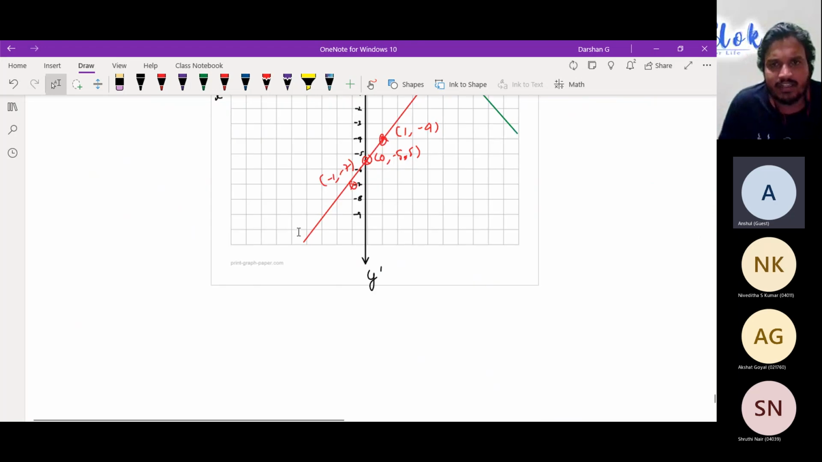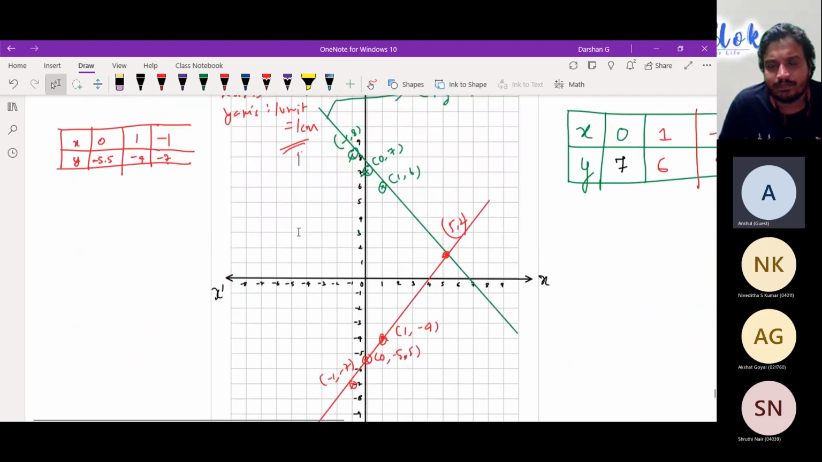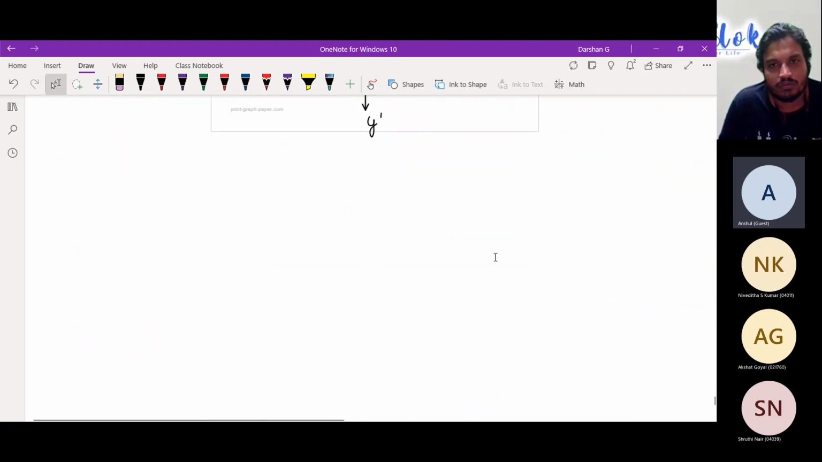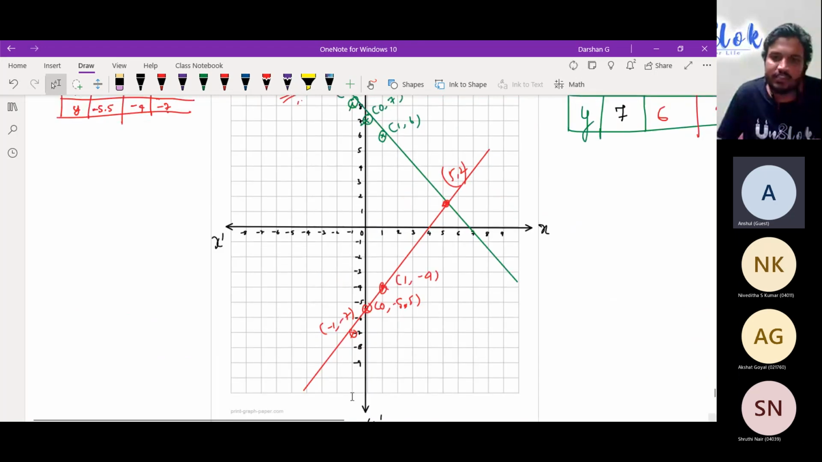Okay, then Anshul, are there any other complicated questions in this? No, sir, this was pretty much it. Okay, fine then. So this is the thing with respect to coordinate geometry.